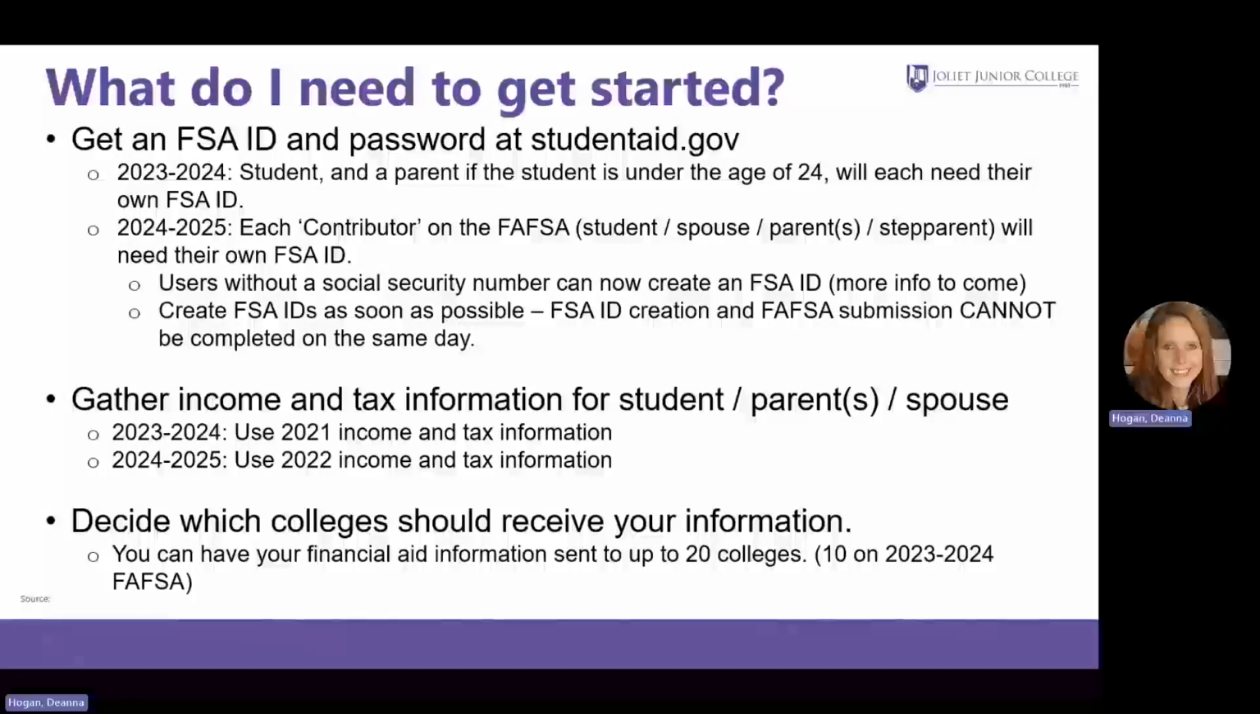All contributors are also going to want to gather their income and tax information. Gather 2022 income and tax information if you are completing the 2024-2025 FAFSA. Also, decide which colleges should receive the student's FAFSA information. It can now be sent to up to 20 colleges.